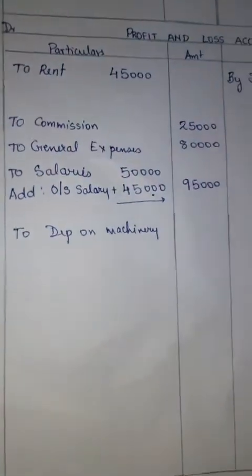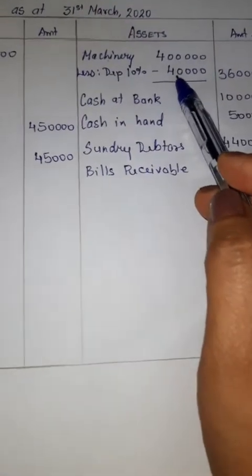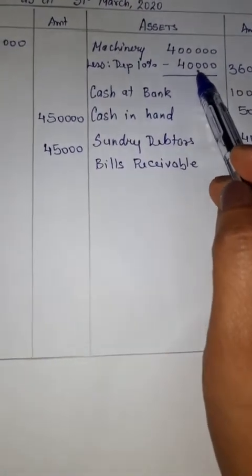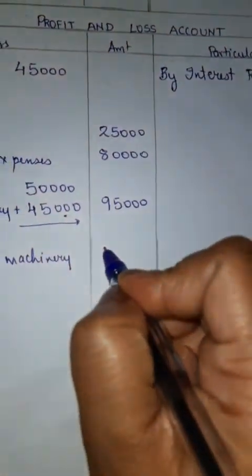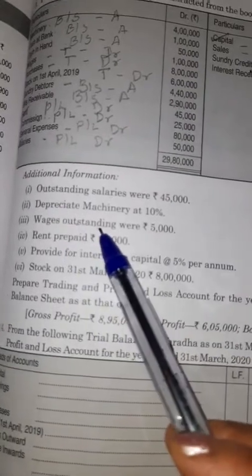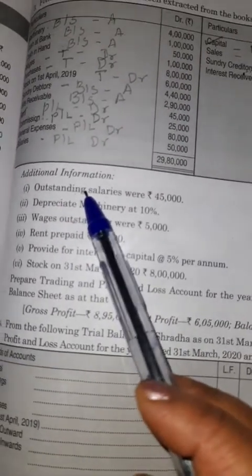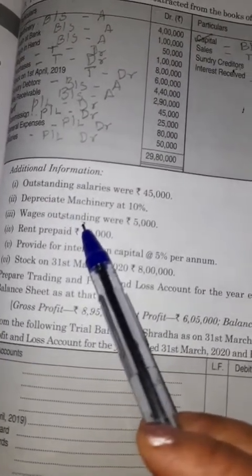What is the amount you are supposed to write? See, how much is the depreciation we got on this machinery? 40,000. So that is the amount you have to write over here, 40,000. Right? The next item given to you in this order is wages outstanding. So we did salary outstanding the same way. We have to go for wages outstanding.